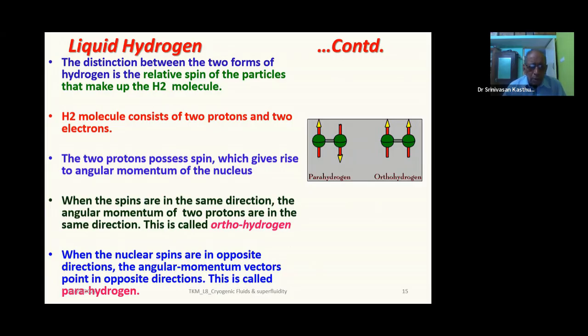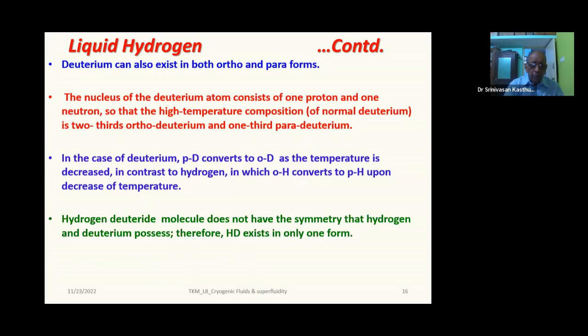And the hydrogen molecule consists of 2 protons and 2 electrons. So the 2 protons each possess a spin, which gives you the total angular momentum of the nucleus. When the spins are in the same direction, the angular momenta of the 2 protons are in the same direction, and this is your orthohydrogen. The spin is now 1. Okay. And 1 can exist in a magnetic field as either 1, 0, or -1. So there are 3 possibilities. So this is your orthohydrogen. And when the nuclear spins are in opposite directions, the angular momentum vectors point in opposite directions, so the net spin is equal to 0. This is your parahydrogen, right?